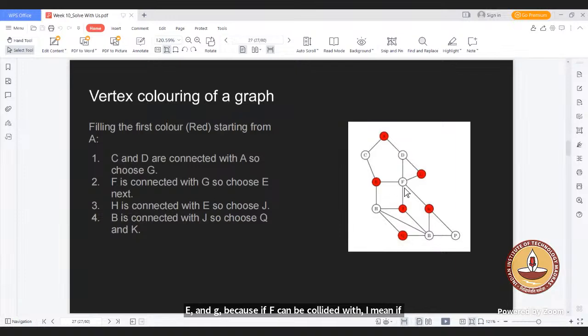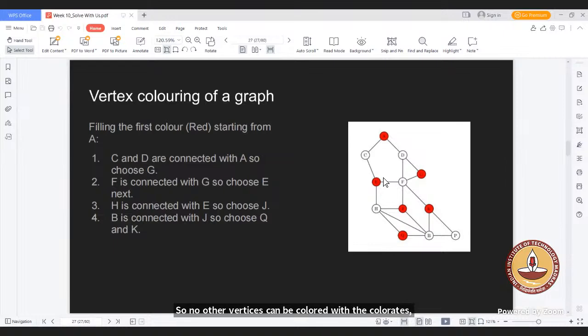So F can't have the color red here. So we'll just color the other vertices. H also can't have the color red. So we are coloring J as red, and K also can be colored as red, and Q also can be colored as red. Okay. So now we have exhausted the color. No other vertices can be colored with the color red, so that the adjacent vertices are not of the same color.